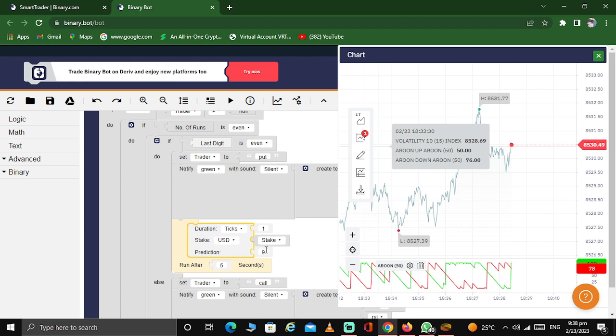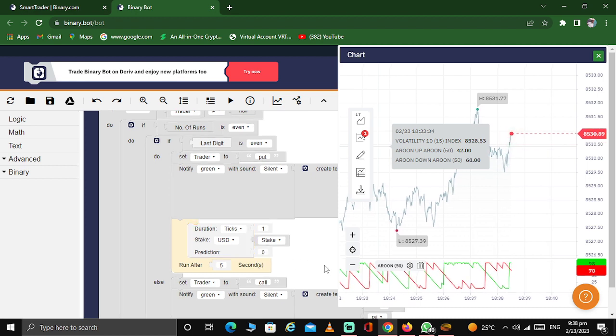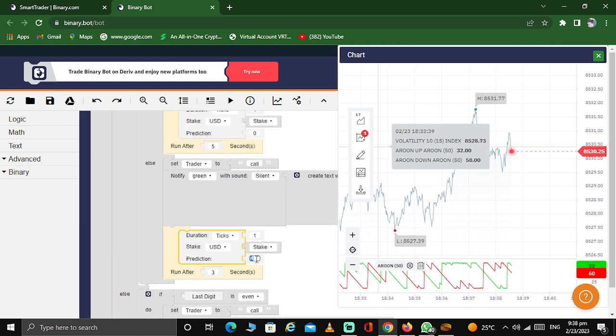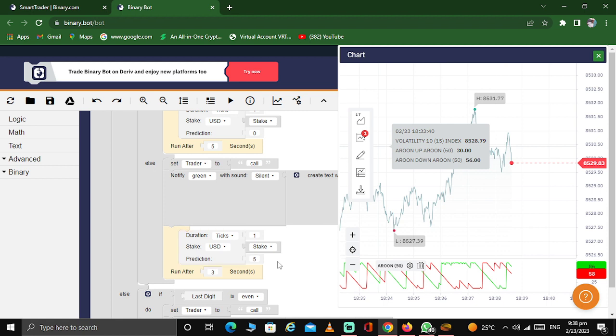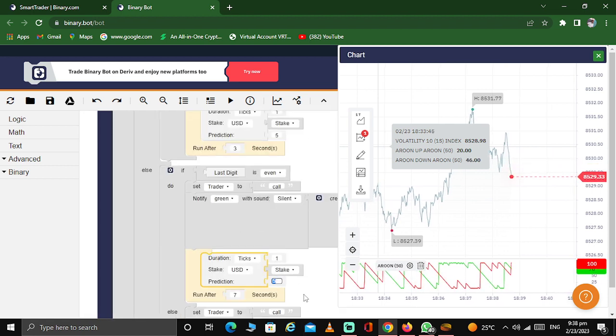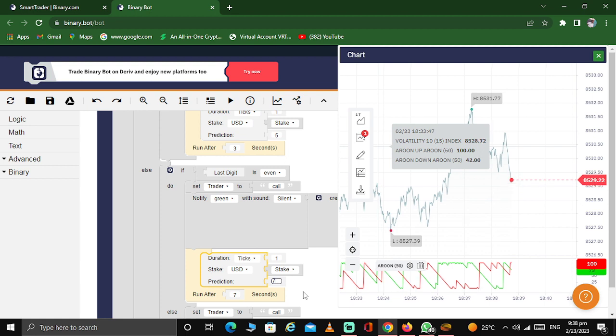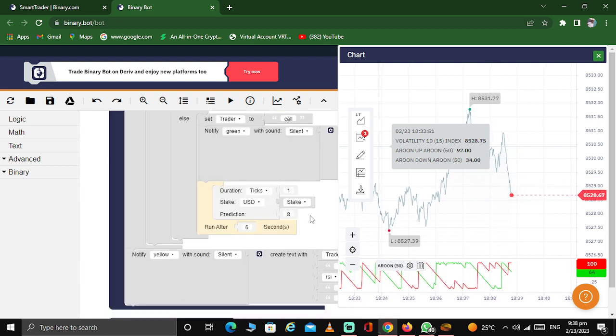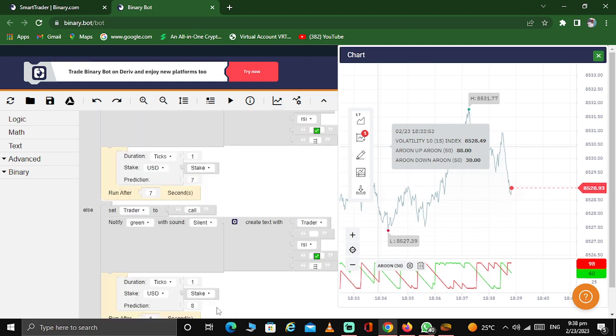So you can just put here prediction. This first prediction you put 0. You go down. Second prediction you put 5. You go down. Here you put 7. You go down, you put 8. That's okay. Then you run your bot.